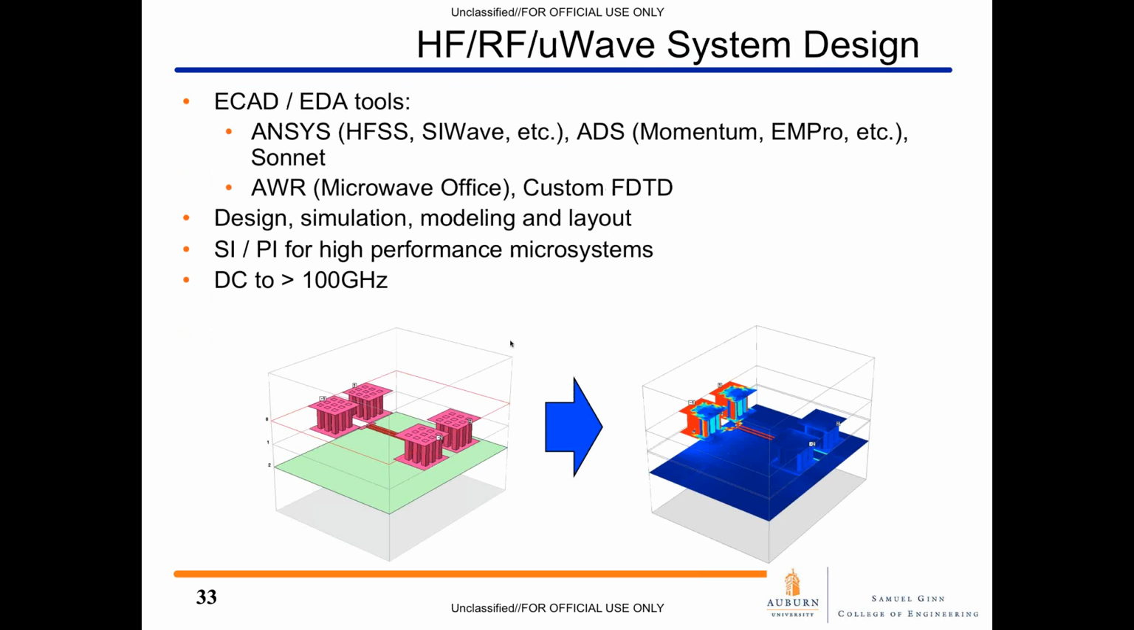With regards to the high frequency, RF and microwave aspects, we've got access to the necessary design tools such as HFSS and SIwave from ANSYS, as well as EMPro from ADS. Sonnet is another popular one that we use. We use these tools to do our design, simulation, and modeling of the systems that we eventually build. And then, as I mentioned previously, we also handle all the SI and PI aspects to develop these high-performance microsystems.